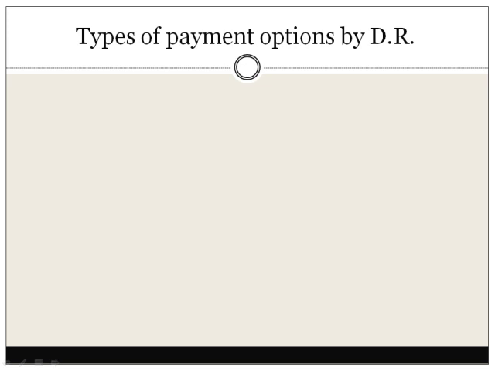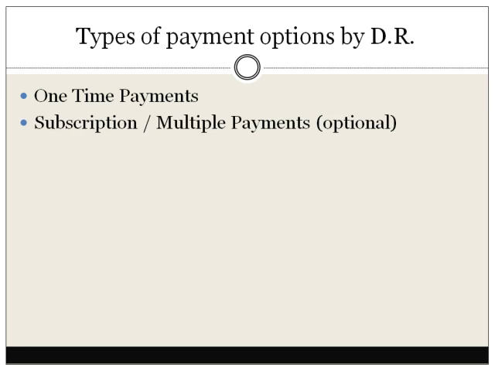Let me talk about the types of payment options by DigiResults. They provide one-time payments. If your front-end offer, your back-end, or your one-time offer is a one-time payment, they support this. They also support subscription and multiple payments. The only thing you need to be aware of is that with recurring products, they only have monthly recurring. If you want to do weekly or quarterly, they don't have this option. That's why I was saying earlier there are some limitations. They only have monthly recurring.